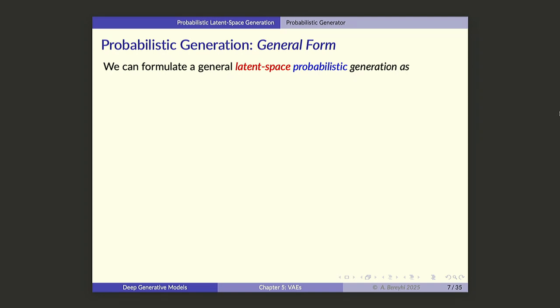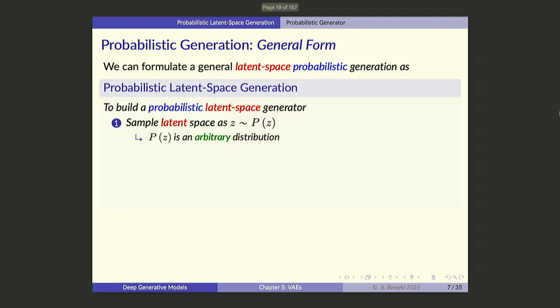Now, if you want to think in general about a probabilistic model, we usually call it latent space probabilistic generation, because we first start with a latent sample, and then we pass it through some sort of stochastic process to generate the sample. So the way that we can do it, we first always sample from the latent space. Now this latent distribution is totally our choice, right? Z distribution is my choice. I can put anything that I want.